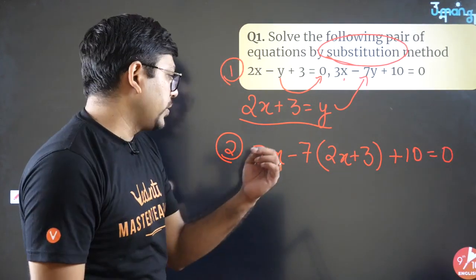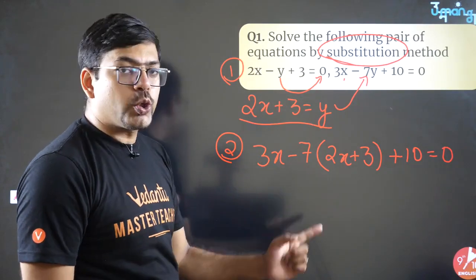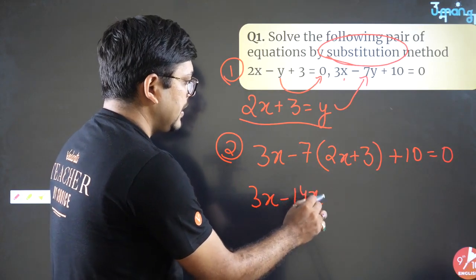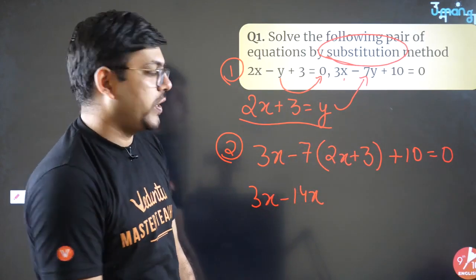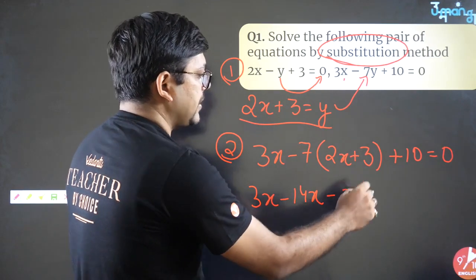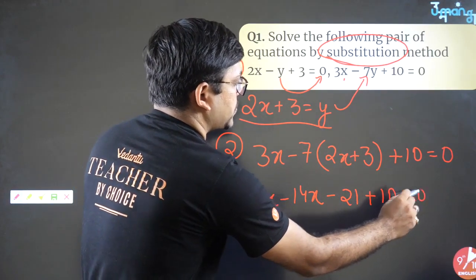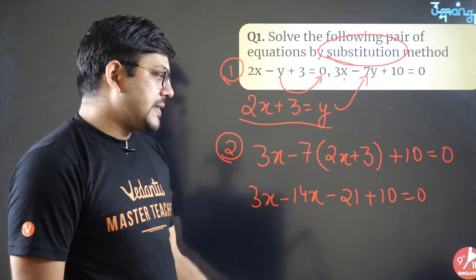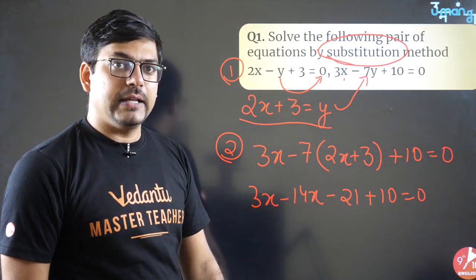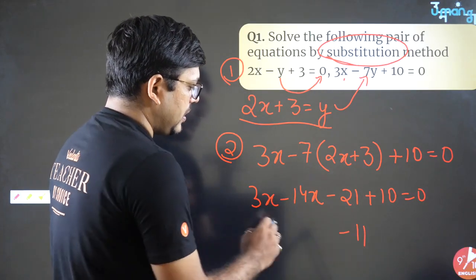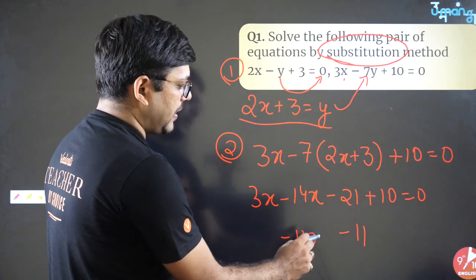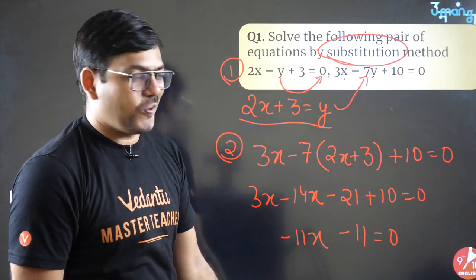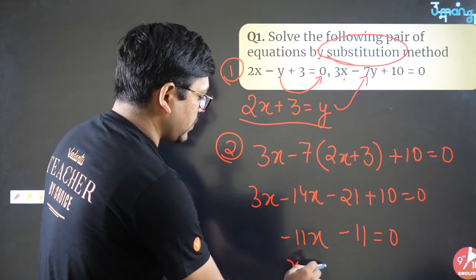Cool? Cool. Now this is what we have got. 3x minus 7 into 2, that is minus 14x. So we will get 3x minus 14x. And then minus 7 into 3, that is minus 21. So we have got minus 21 and then plus 10 equals to 0. Fine. We have got 3x minus 14x minus 21 plus 10, that is minus 11 here, and 3 minus 14 is again minus 11x equals to 0. I don't think that now it's a tough thing, not at all. So x, very easily you will get x is equals to minus 1.